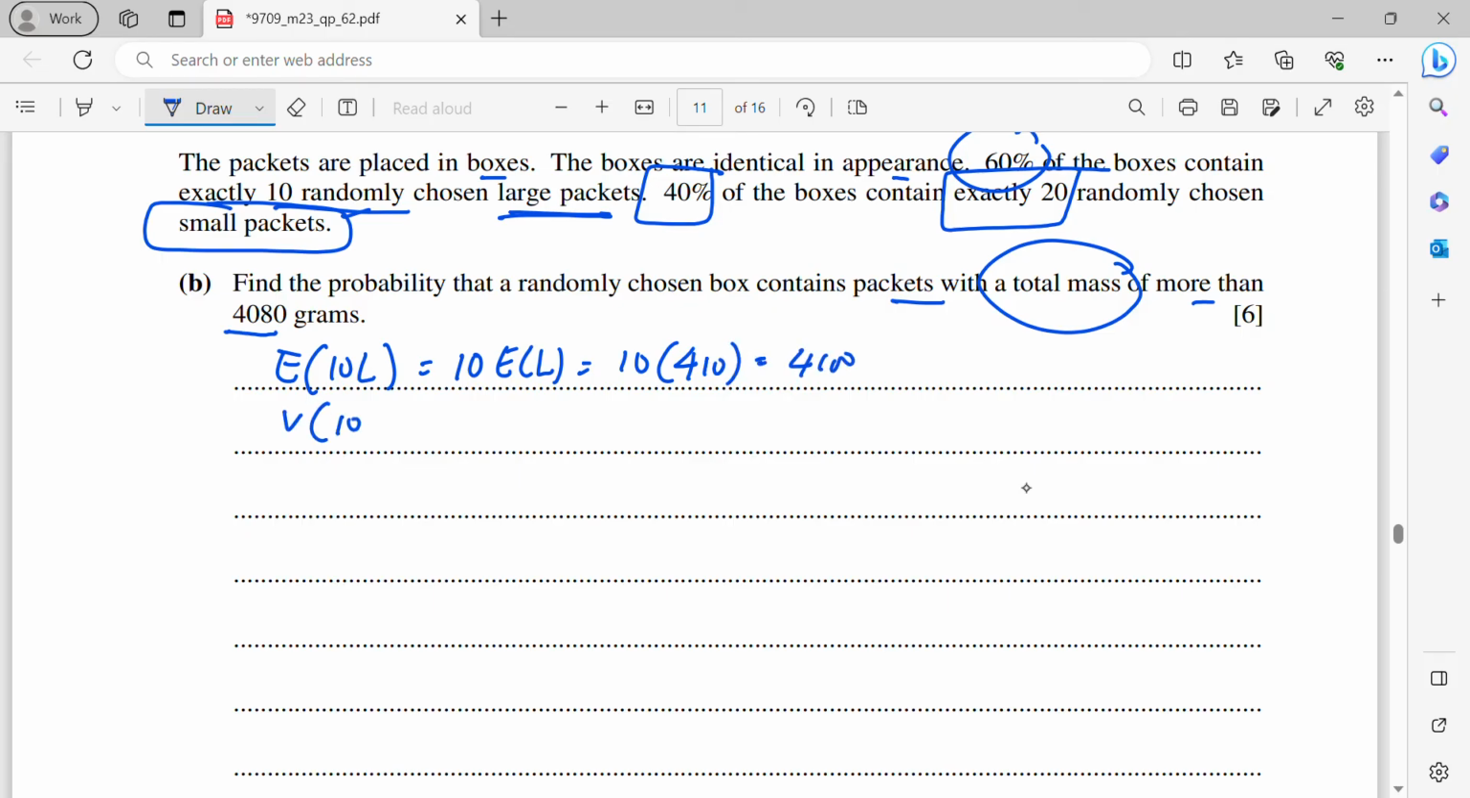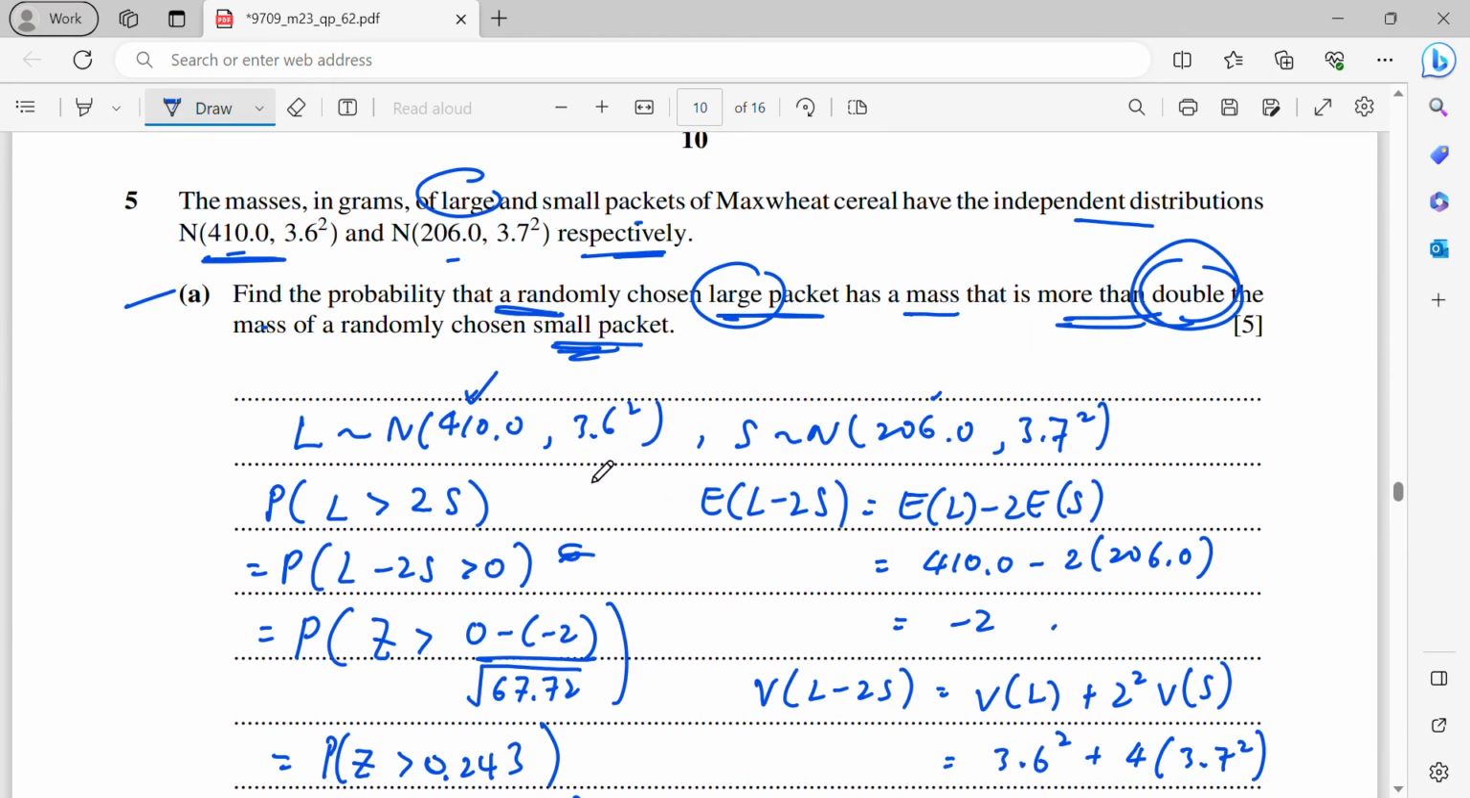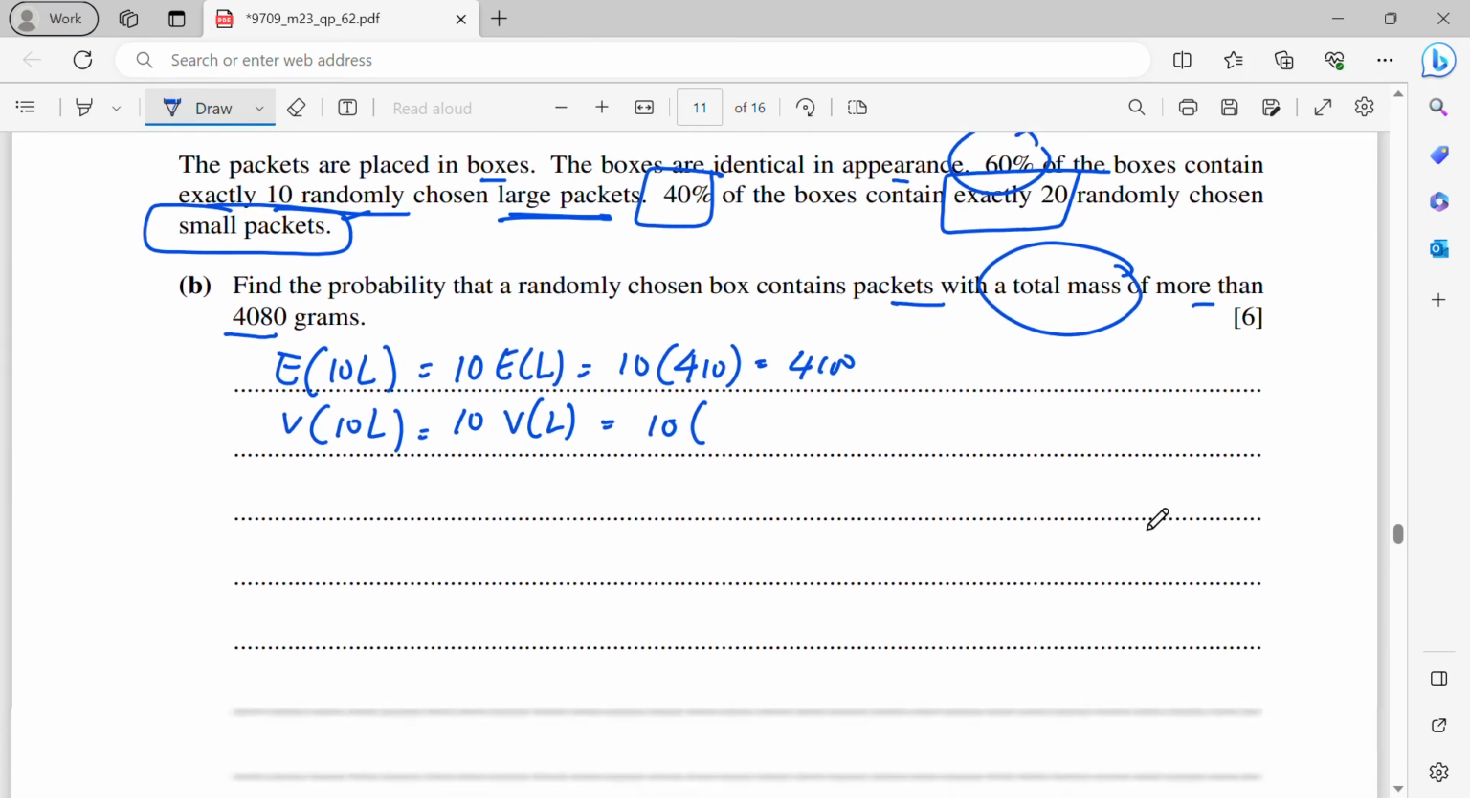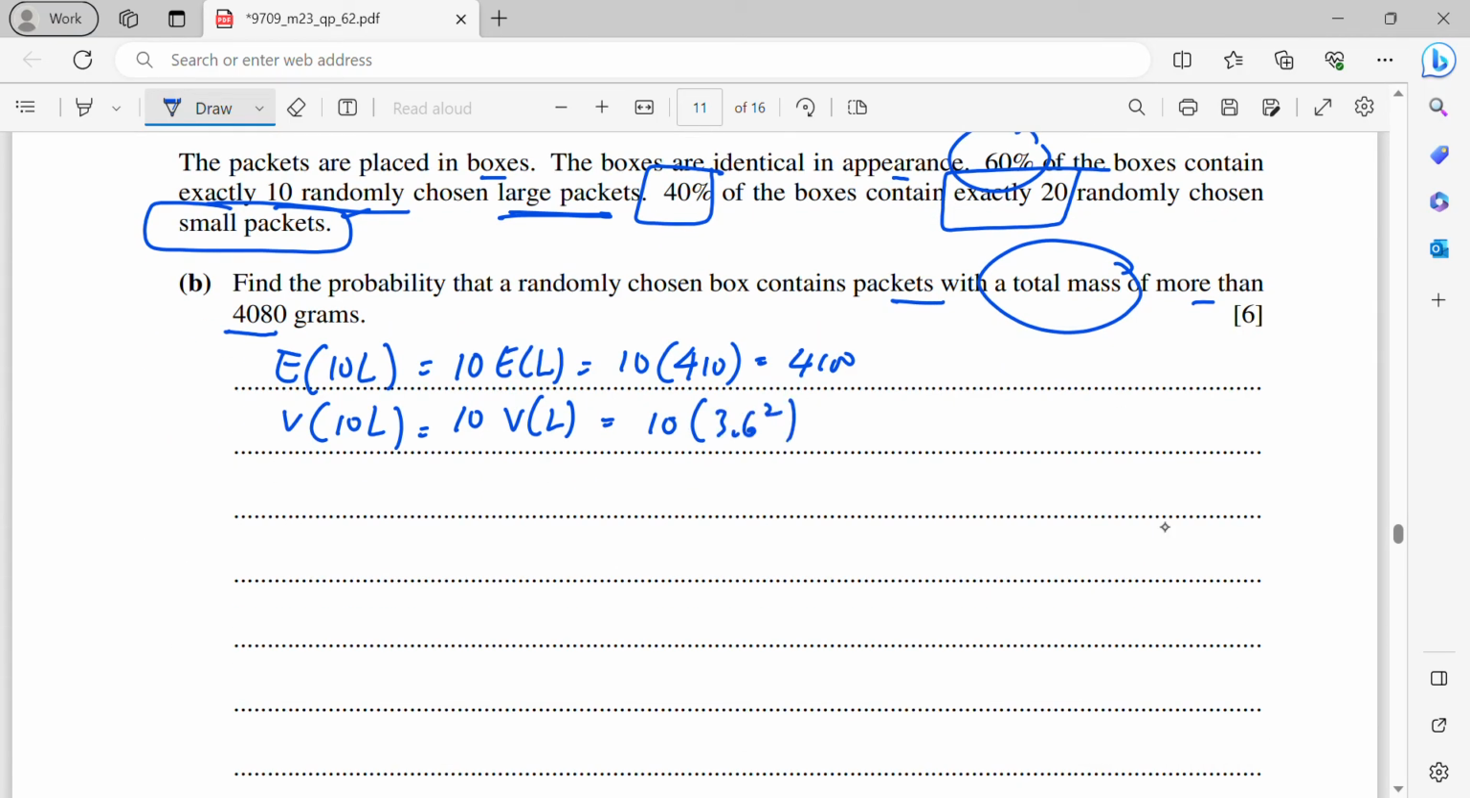Then for the variance of 10 large, because now the 10 is the 10 packets, it's not the multiple. Therefore we will just write the 10 here, no squared, because that is the total. So here it will be 10 times the variance of L, which is 3.6 squared. Then I will get 129.6. So from here I know that my 10L is N(4100, 129.6). That's the mean and variance.